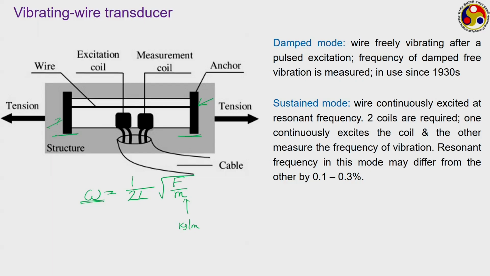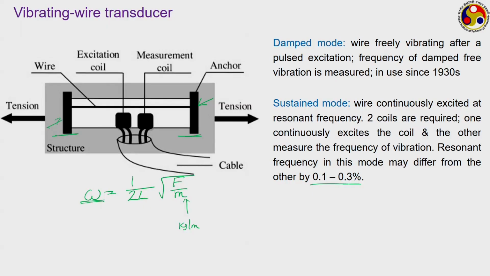Of the wire, but that has not been found to be true always, because the resonant frequency among these two modes, the damped mode and the sustained mode, has been found to be a little bit different. There is about 0.1 to 0.3% difference. So, if you are looking for very high accuracy, generally this is the level of accuracy that we also expect from our device. So, we must be very careful about which mode we are working with, and should use the corresponding value of resonant frequency to avoid any kind of error.